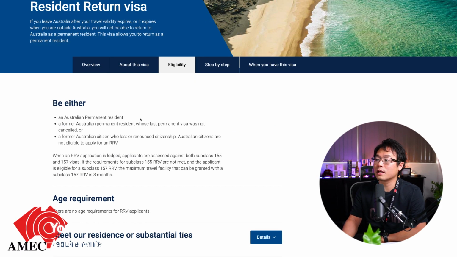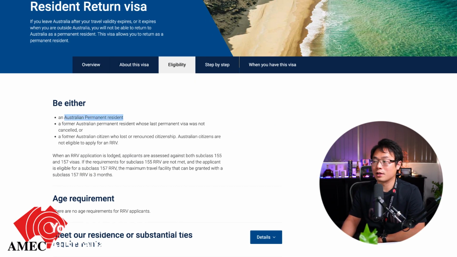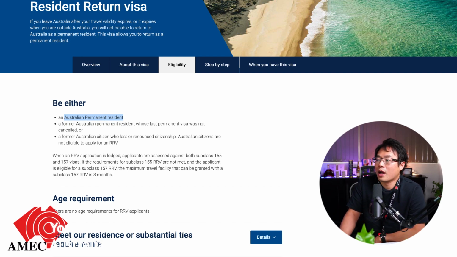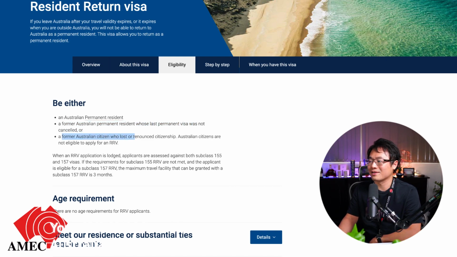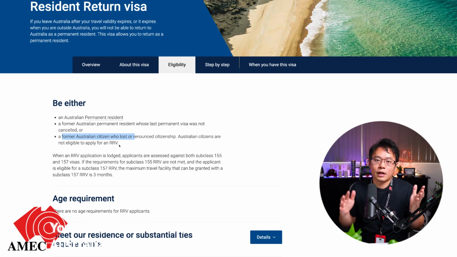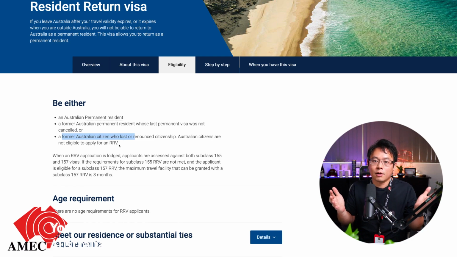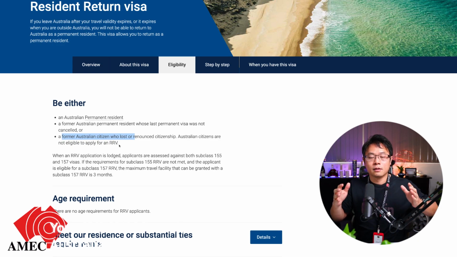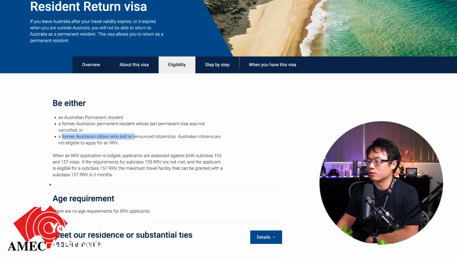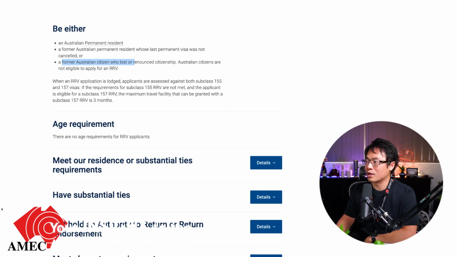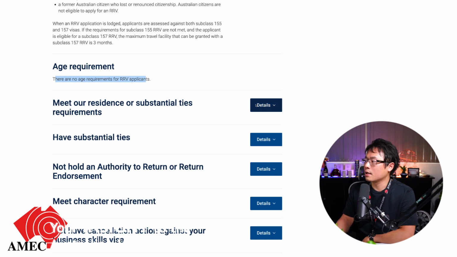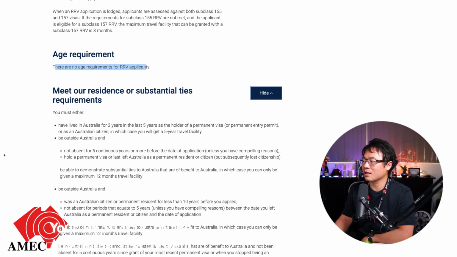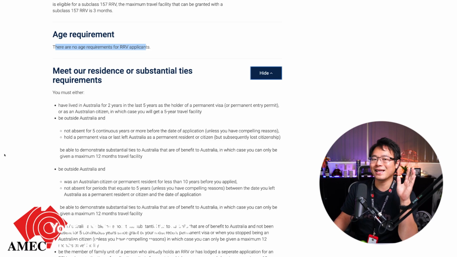Okay, so you need to be a permanent resident already, so then you can renew, or perhaps you are a former permanent resident whose last permanent visa was not cancelled, or you are a former Australian citizen. So obviously you need to be a PR, or prior to be a PR, in order to launch this resident return visa renewal. There is no age limit, that's for sure, and there is a minimum residence and substantial time required. So here are the differences.